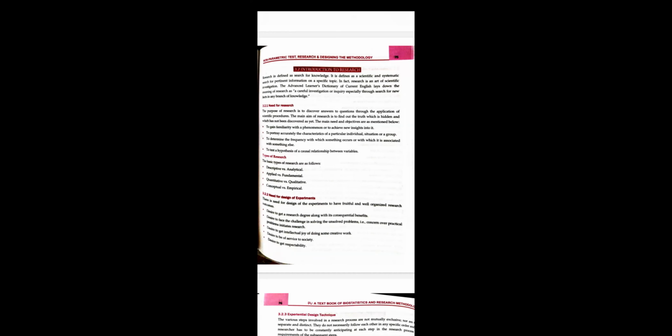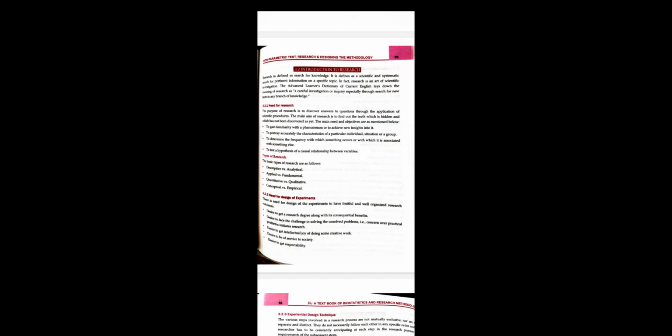In fact, research is an art of scientific investigation. Investigation means you find out new things, searching for the knowledge of things. Research is used for the scientific searching of new knowledge.